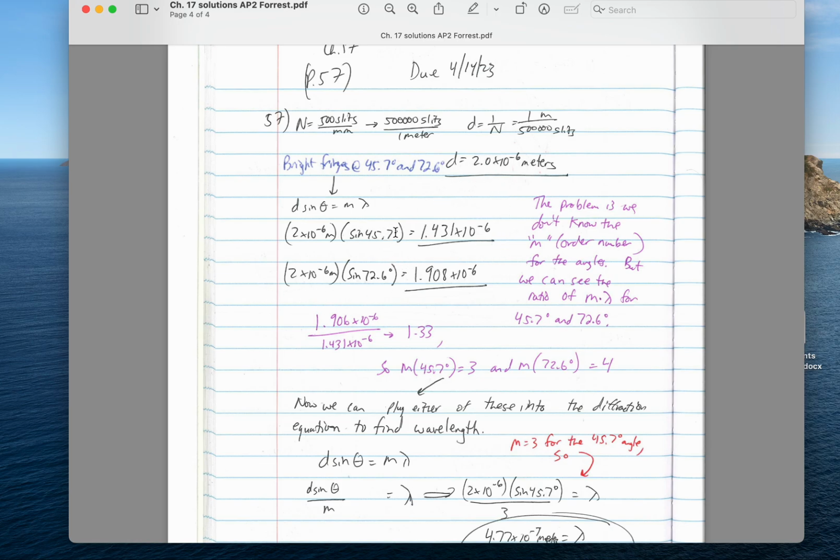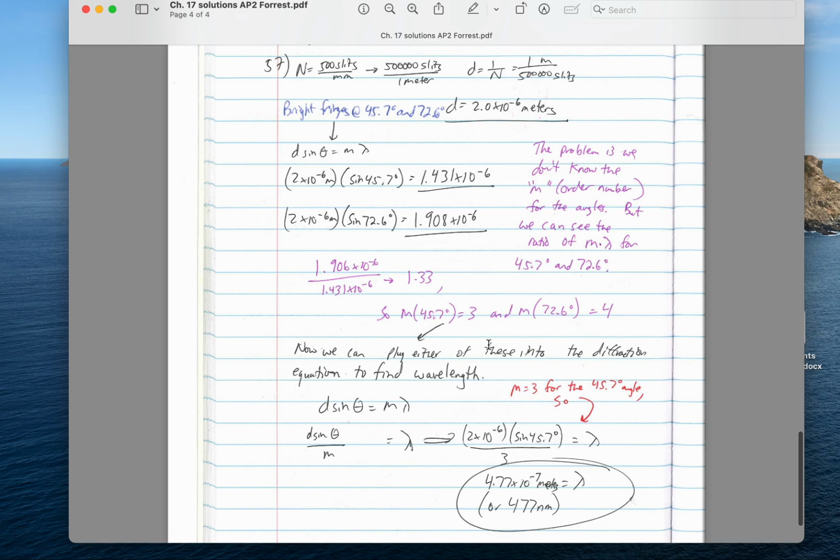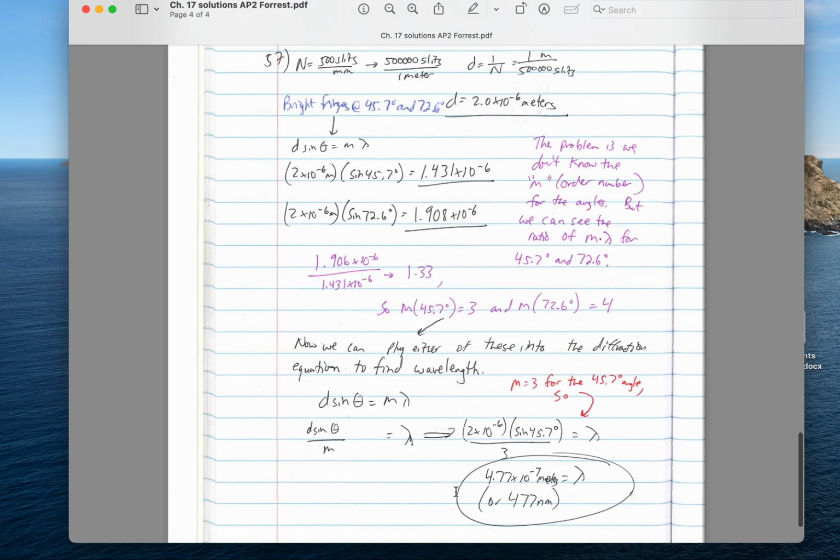And notice that there was a relationship between these two values, these two d sine thetas. If I look at that, in my mind, this is basically 1 1/3 times what that is. When I did the math, that ended up being that. So this is a 4 and this is a 3 ratio. So I then plug in m equal to 3 for the 45.7 degree angle, 4 for 72.6 degrees, and then I work back either of those values plugged in with their equivalent angle to get the wavelength. So that's how I got 477 nanometers.